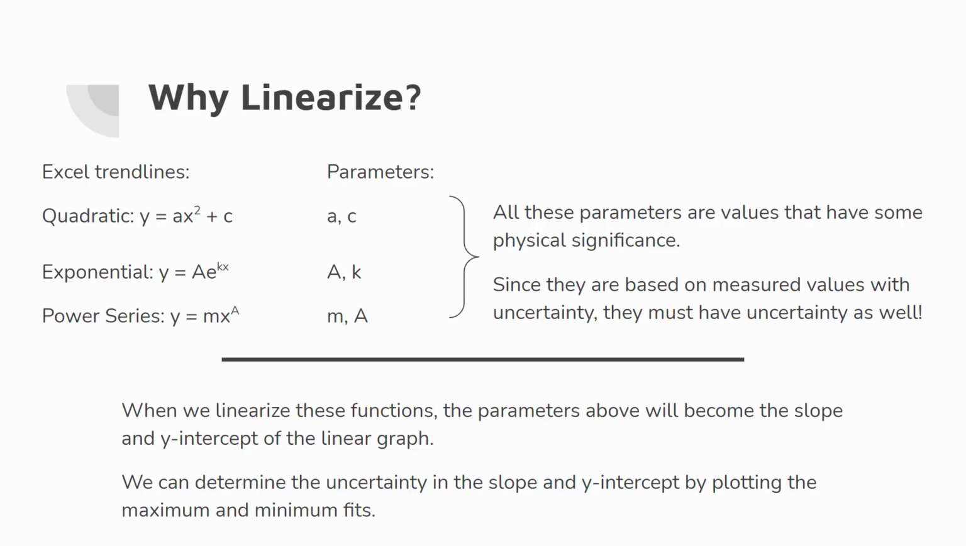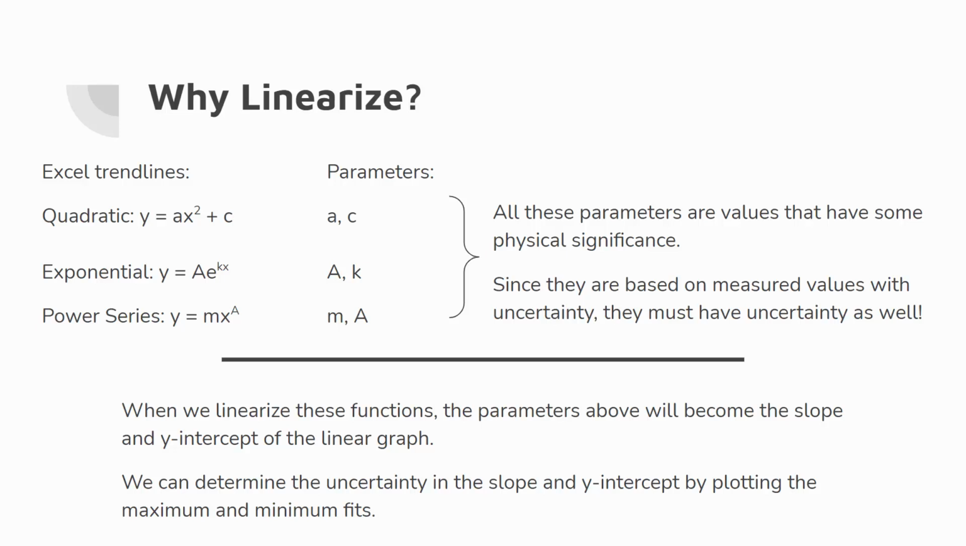All of these trend lines have y and x, which are your dependent and independent variable. They also have some other parameters. We call them different things, and they serve different purposes within the function, depending on which function you have. But all of these parameters are values that have some physical significance. These numbers represent something about the world or your apparatus or the specific scenario that you were investigating.